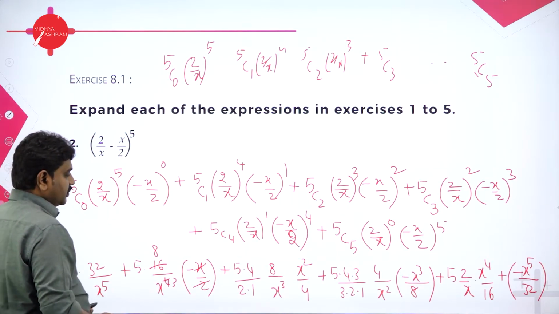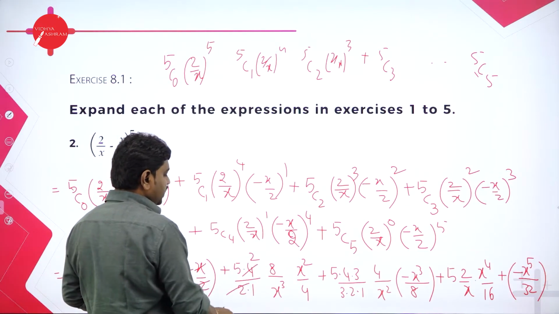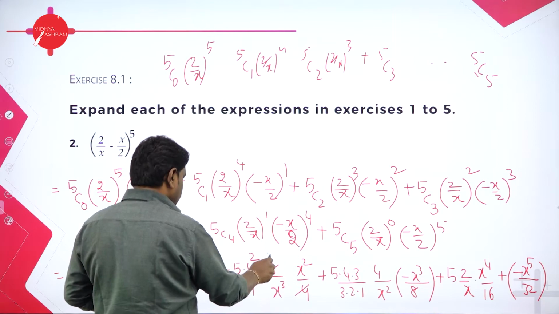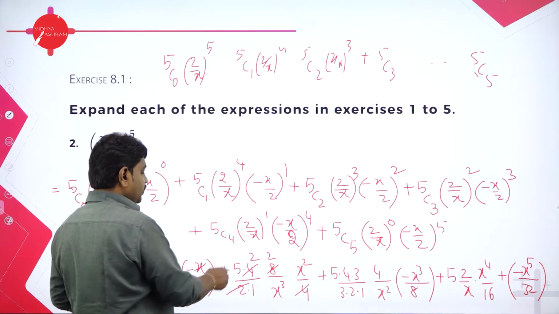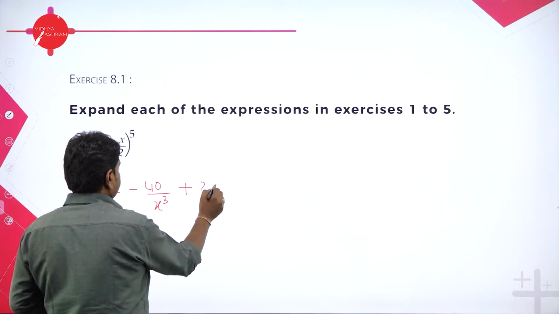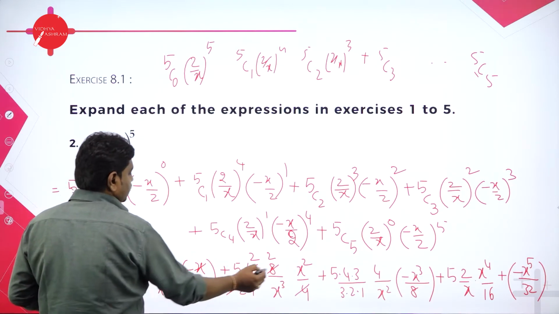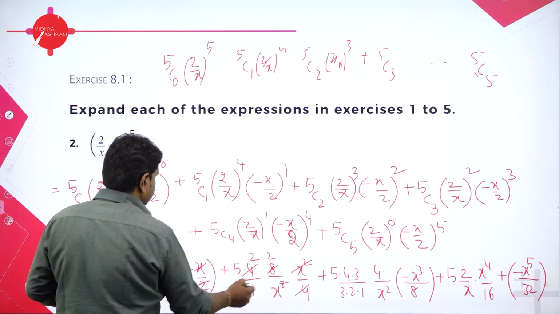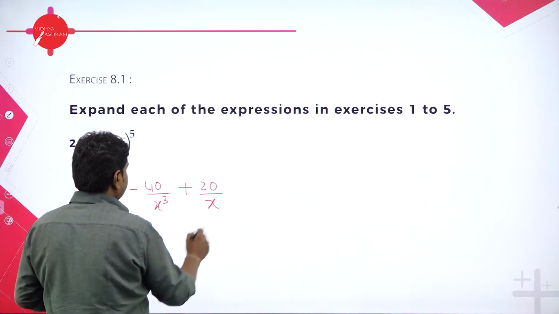Then we have 2 1s are 2, 2 2s cancel, 5 2s are 10, 10 8s are 80, and 4 1s are 4, 2 2s I can cancel, 2 2s are 4, 5 4s are 20, so I can write plus 20, and x power, x square and x cube becomes by x. This square and this cancel, by x will have law of indices, by x.